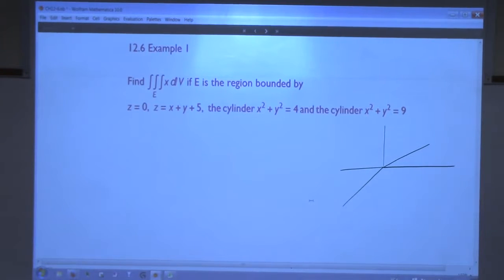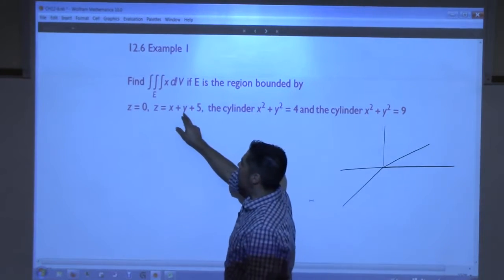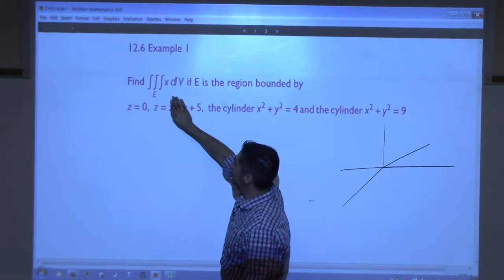It's a surface. What kind of surface? It's a plane, right? That's a plane. If x and y are 0, where am I? z is 5.